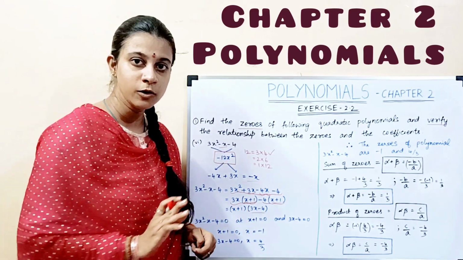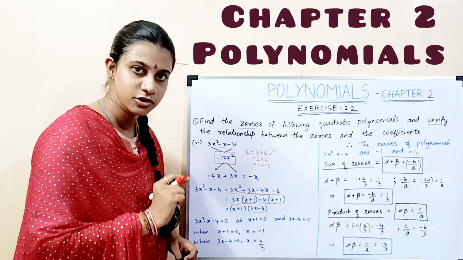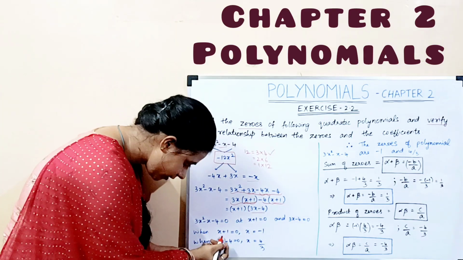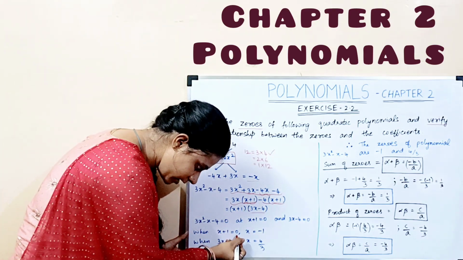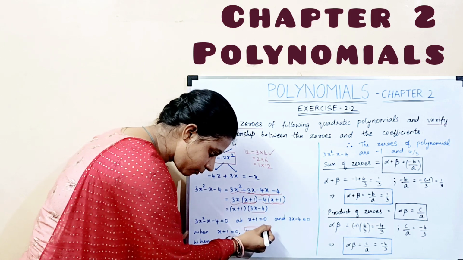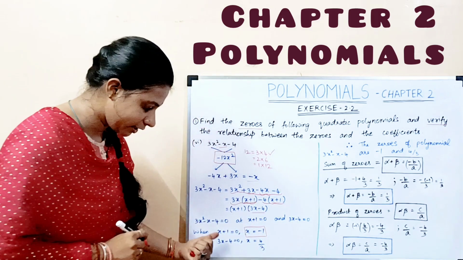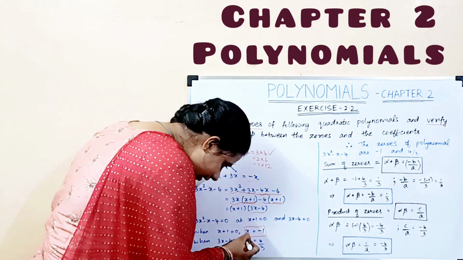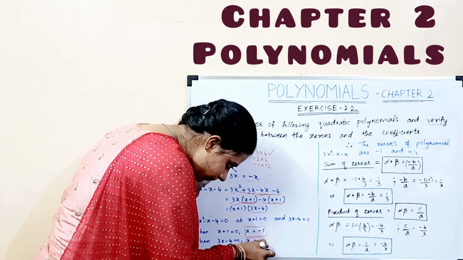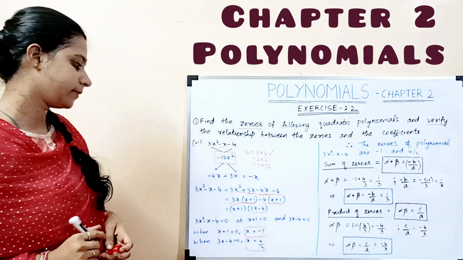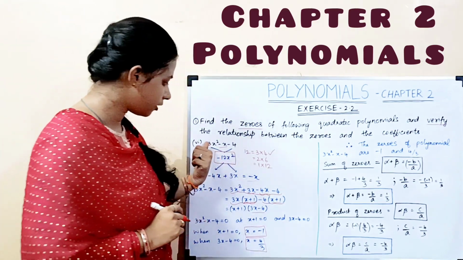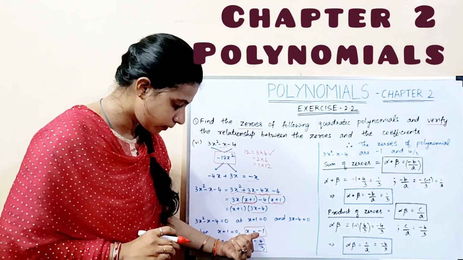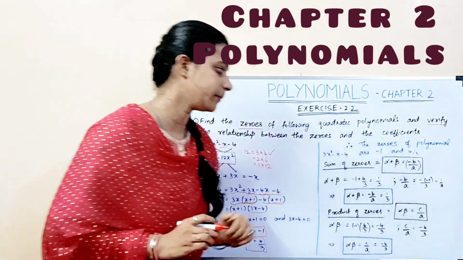Now what we will do? We will equate the factors to 0 to find the zeros of the polynomial. What we are doing? x plus 1 equal to 0. We will get x equal to minus 1, and while equating the second factor 3x minus 4 equal to 0, we will get x equal to 4 by 3. So the zeros of the polynomial 3x square minus x minus 4 are minus 1 and 4 by 3.